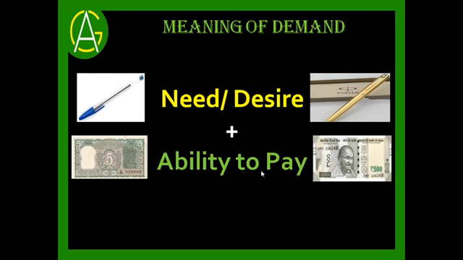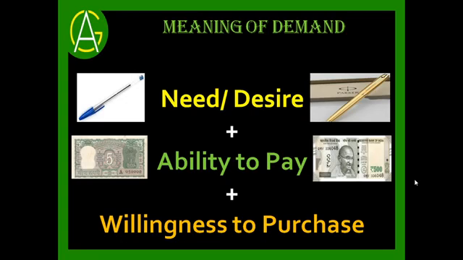But need or desire and ability to pay, these two factors cannot work to make effective demand. Another factor, third factor, is willingness to purchase, or we can say readiness to purchase. You should be ready to purchase that pen right now. If you are not willing to purchase or you are not willing to spend this 5 rupees for this particular pen, in that case demand cannot happen. So need must be there, ability must be there, and willingness to purchase must be there. If these 3 factors come together, then and then the demand of a product can arise. So in order to create an effective demand, you need 3 factors, that is need or desire plus ability to pay plus willingness to purchase.